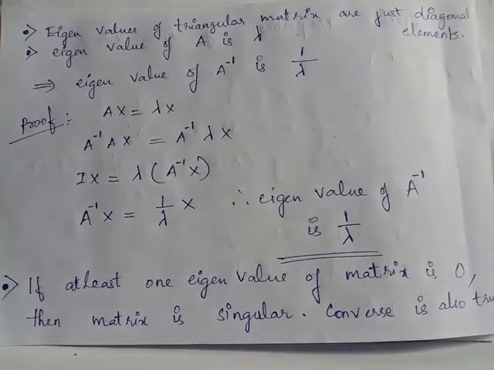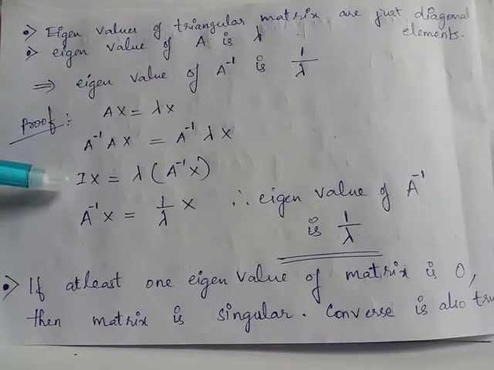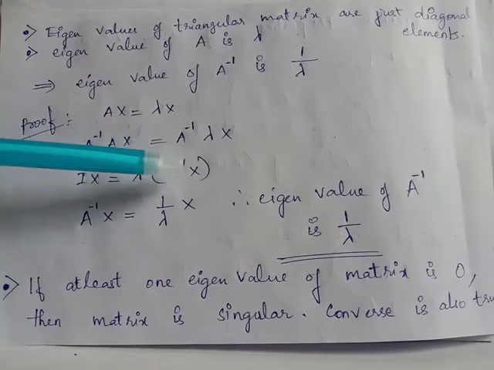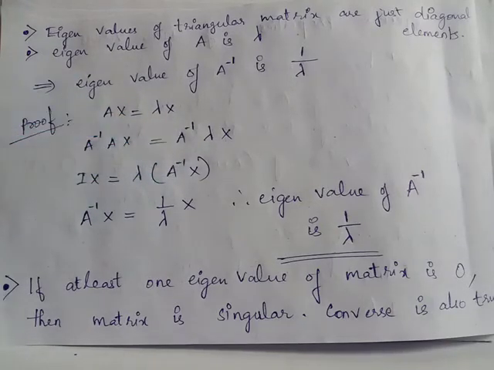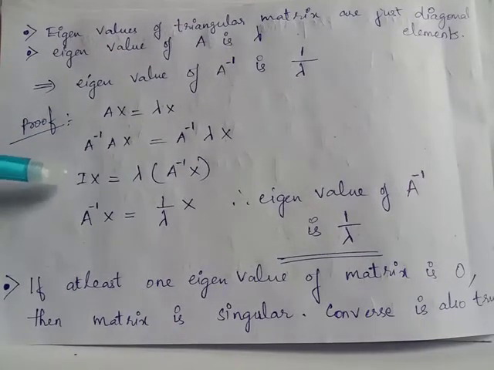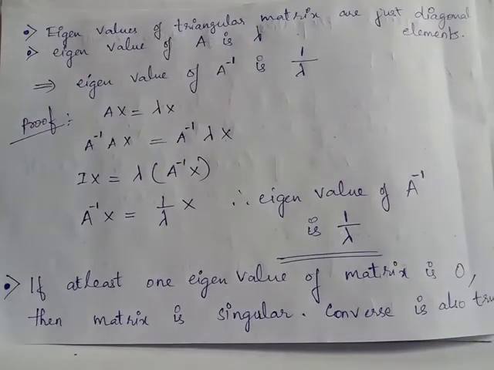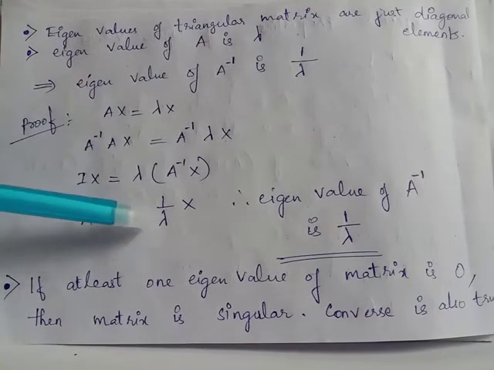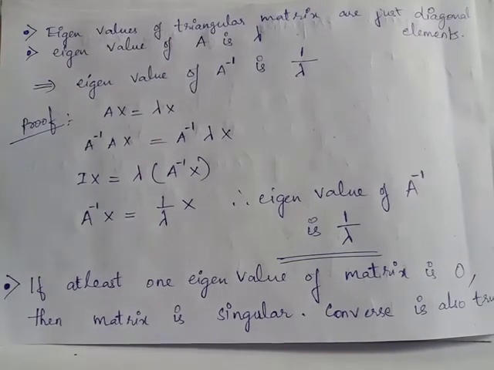Since lambda is the eigenvalue of matrix A, we have the equation Ax equals lambda times x, where x is a column vector. When we pre-multiply this equation using A inverse on both sides, we have A inverse Ax equals A inverse lambda x. This can be rewritten as I times x equals lambda into A inverse x, because lambda is a scalar and it can be taken outside matrix multiplication. A inverse A is I, the identity matrix. From this equation, we have A inverse x equals 1 by lambda times x. When we compare these two equations, we have 1 by lambda is the eigenvalue of A inverse.